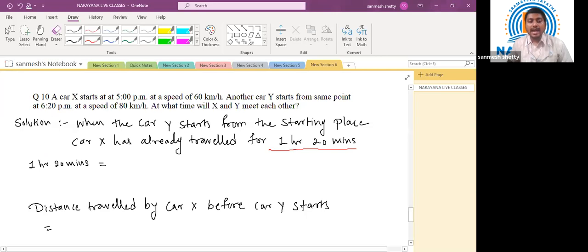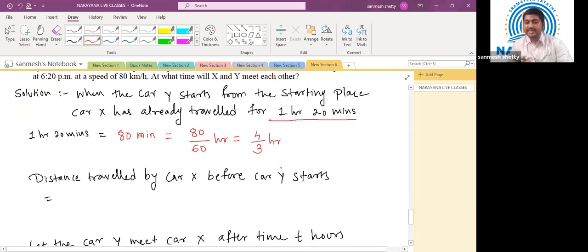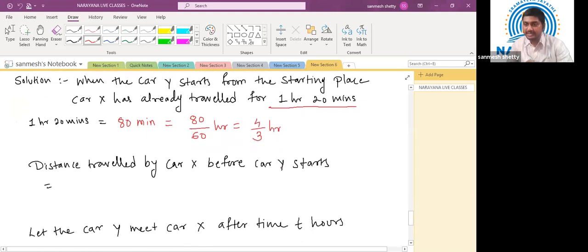Before that, let us convert 1 hour 20 minutes entirely into hours. So 1 hour 20 minutes is nothing but a total of 80 minutes, correct? And to convert minutes into hours, we just have to divide it by 60. So this is nothing but 4 by 3 hour. So 1 hour 20 minutes is 4 by 3 hour. Now we have to find how much distance the car X will travel before the car Y starts. That means how much distance the car X will travel in 1 hour 20 minutes, that we are finding.